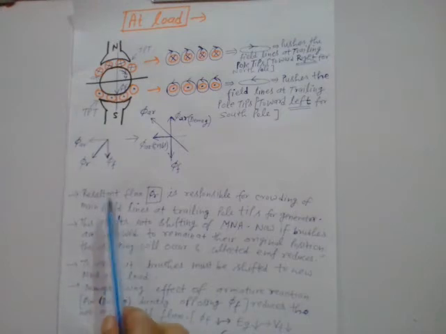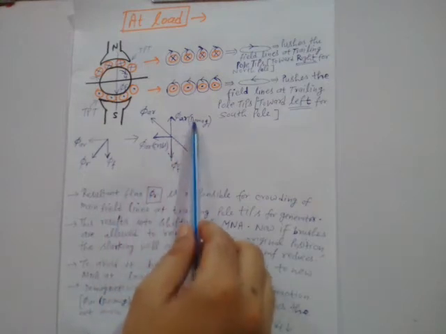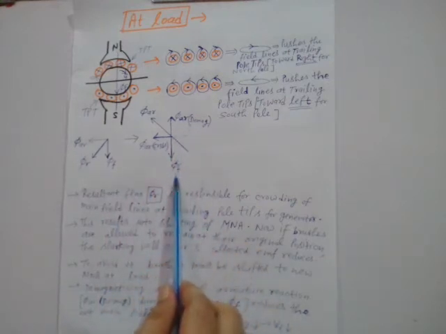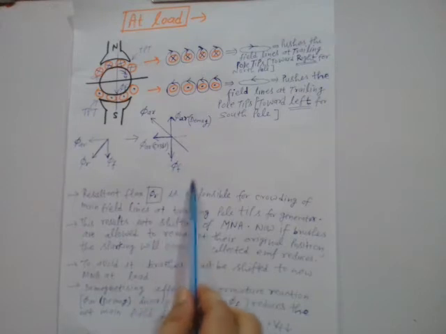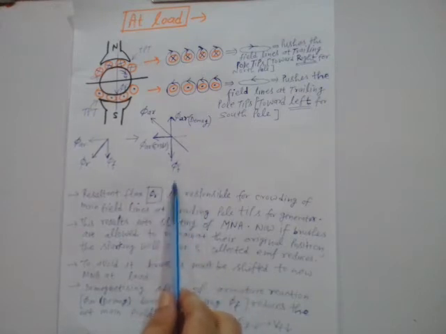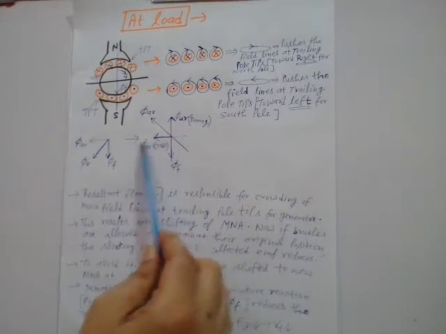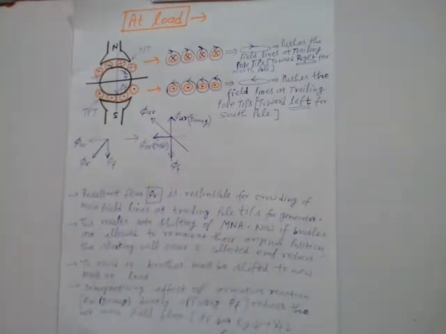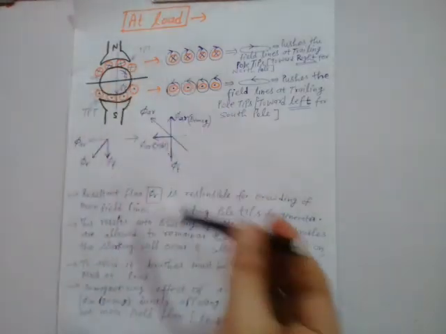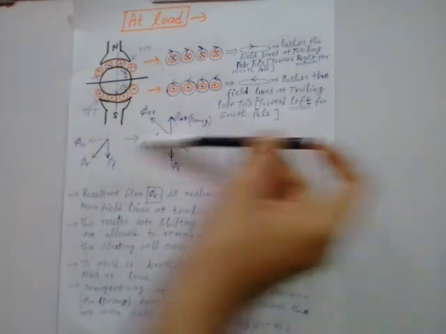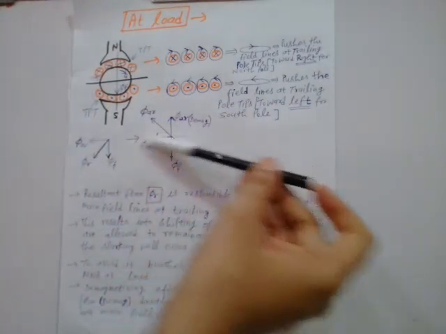So what I said, this phi AR is directly opposing this field flux, thereby the net main field flux will reduce. Another component is basically cross magnetizing. Why is it called cross magnetizing? Because it is directly crossing this axis. So that's why it is cross magnetizing.